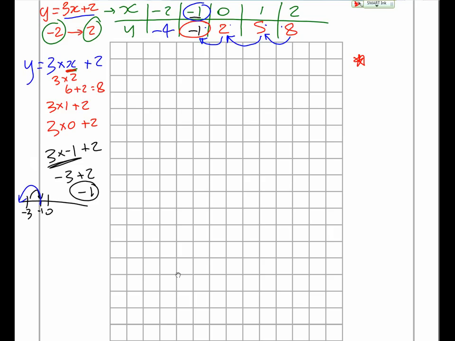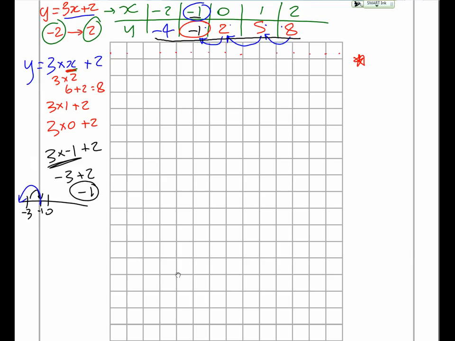Let's count on our grid how many sections we've got. So 1, 2, 3, 4, 5, 6, 7, 8, 9, 10, 11, 12, 13, 14, 15. We've got how many different numbers to plot? 1, 2, 3, 4, 5. So let's go across 2 for each one, or we could even go across 3 for each one.